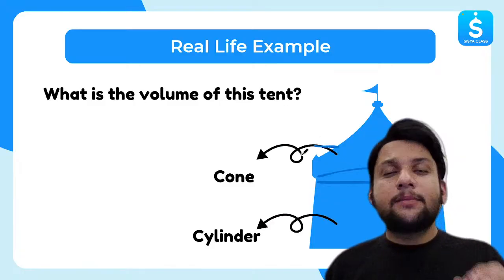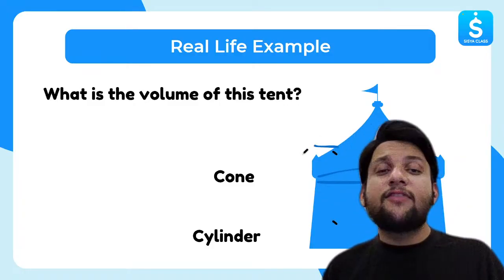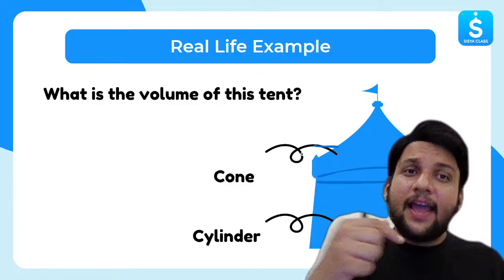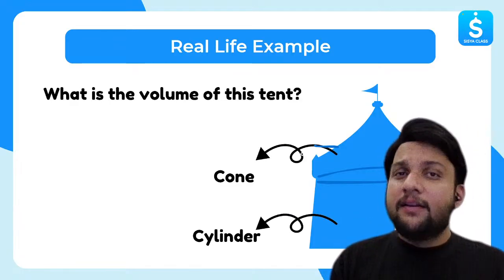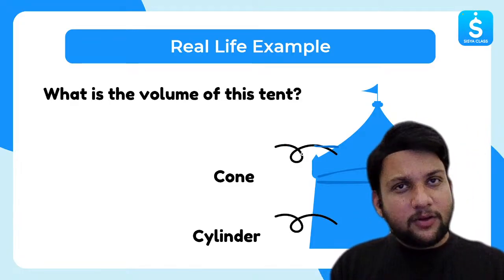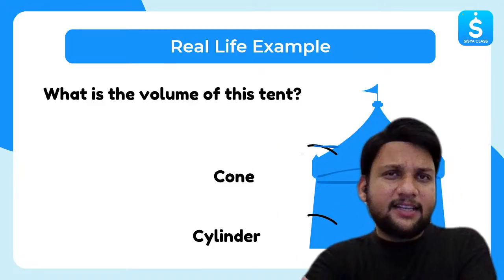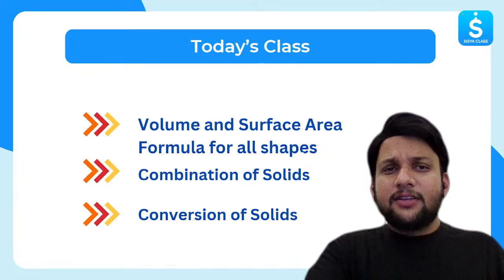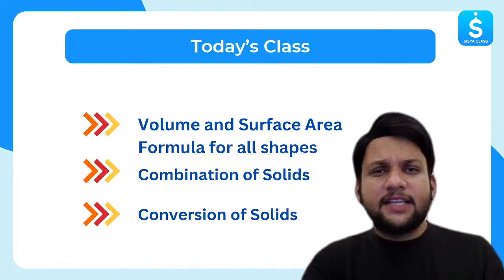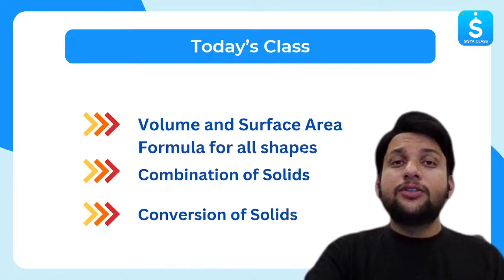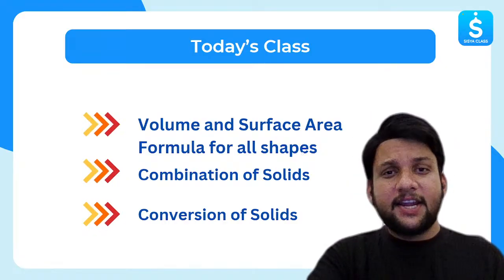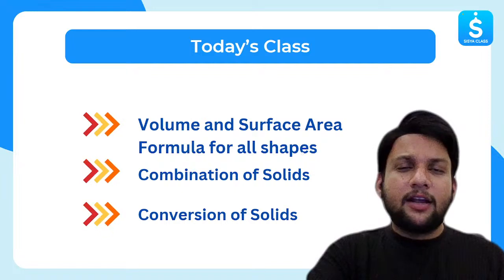So this is made up of two solid figures that you're familiar with, that is cone and cylinder. So if I add the volume of both the cone and the cylinder, wouldn't I get the volume of the entire solid? Yeah, that's what I was talking about. And we will be dealing with this in more detail. Don't worry about it. So in today's class, first of all, I'm going to recall the volume and surface area formulas for all shapes. You should know them because you have studied them in grade 9. Then we'll move to combination and conversion of solids.